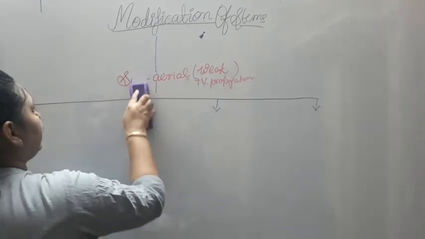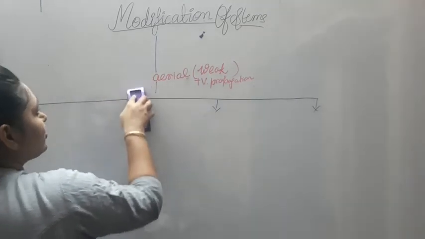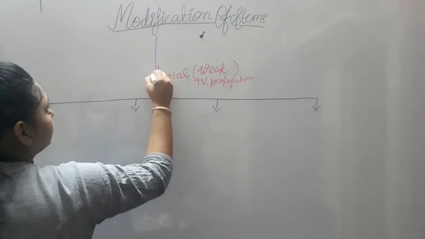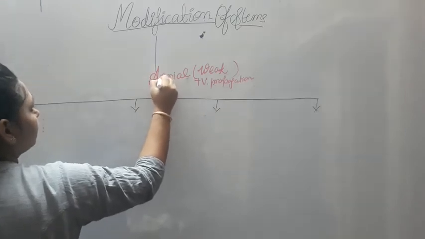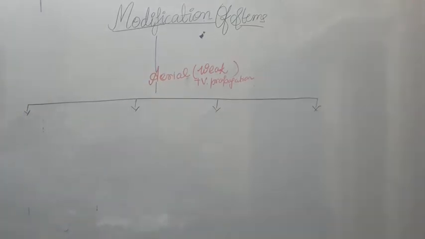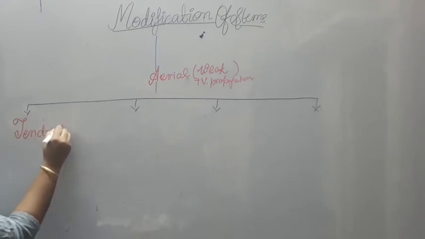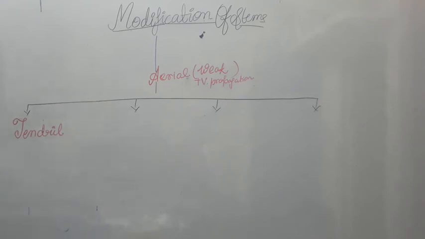So we are having aerial, not subaerial. Okay, so the aerial ones are also very weak. They also go for the vegetative propagation. Some of the examples, let us see with this. One of its examples is tendril.